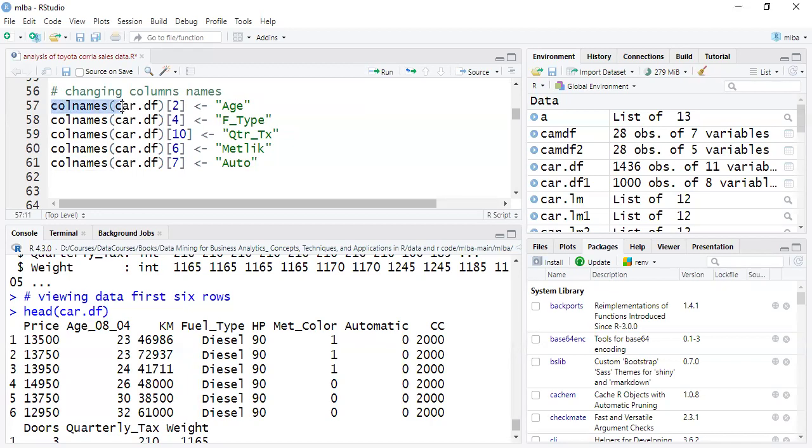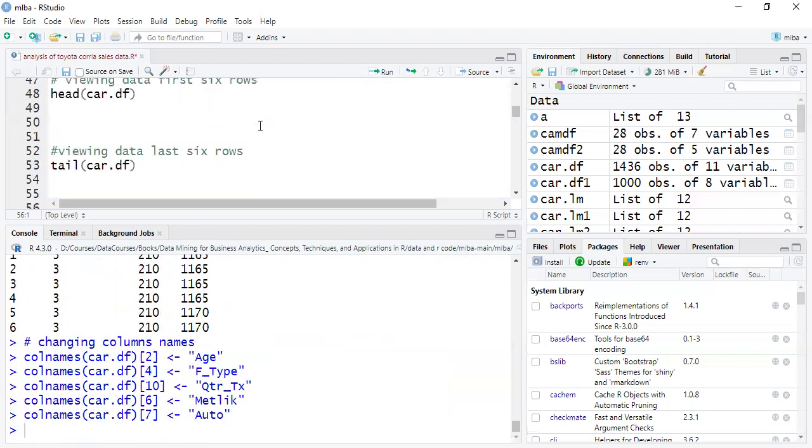The column names, CarDF, which column name do I want to change? Column number 2. Column number 1 is the price column, which stays the same. Column number 2, the age column. I want to change the name of the column to age, to keep the column name as simple as possible. This is not a necessary step, but it makes the column names easy, handy, and understandable. So you can run this command. I select all of these commands and run.